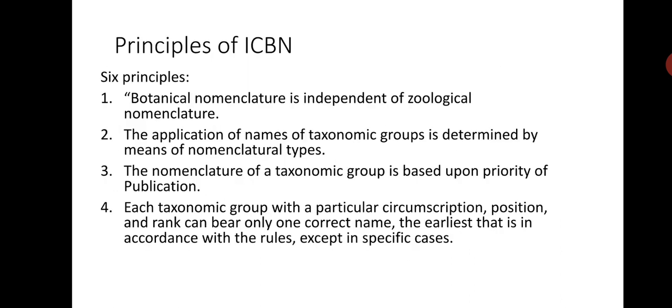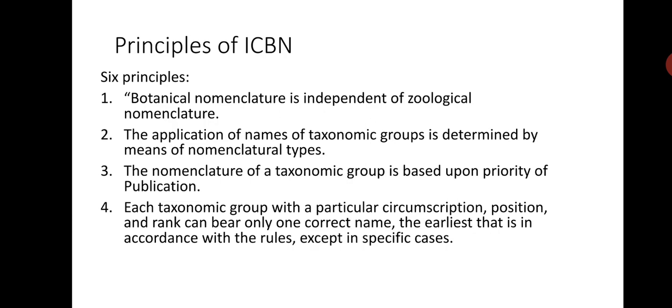Let us study in detail the principles of ICBN. There are 6 principles of ICBN. The first one states that botanical nomenclature is independent of zoological nomenclature. That means the code applies equally to names of taxonomic groups treated as plants, whether or not these groups were originally so treated. If an organism is considered to be a plant, then it must be named in accordance with the botanical code. If it is considered a bacterium, it must be named according to the bacteriological code.